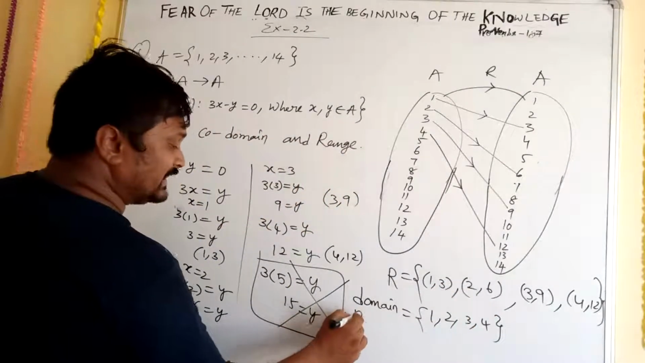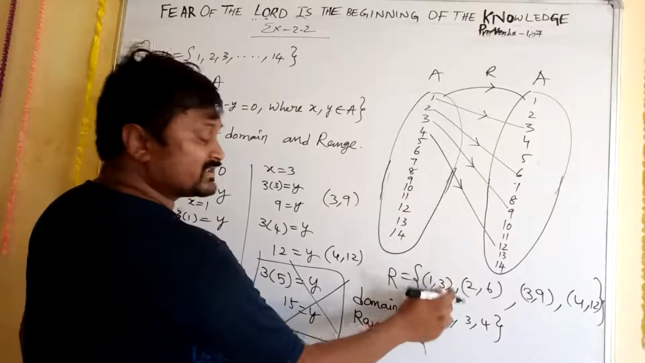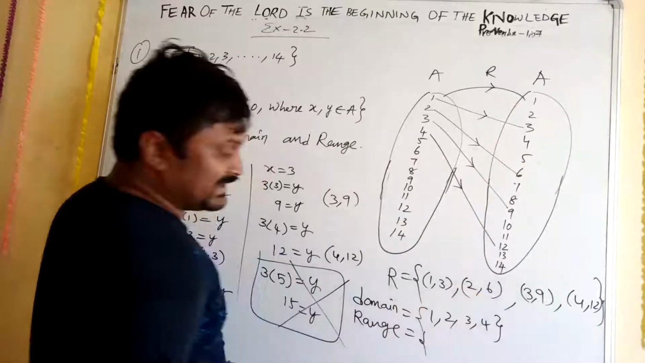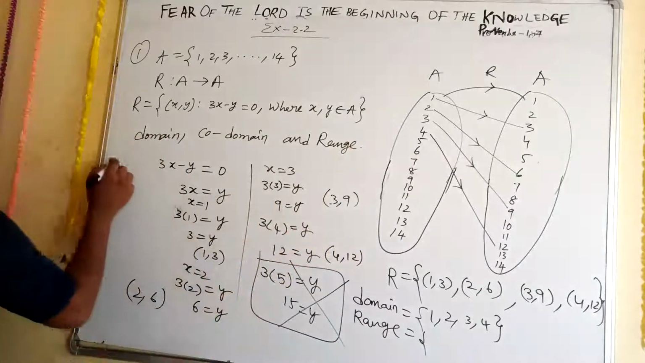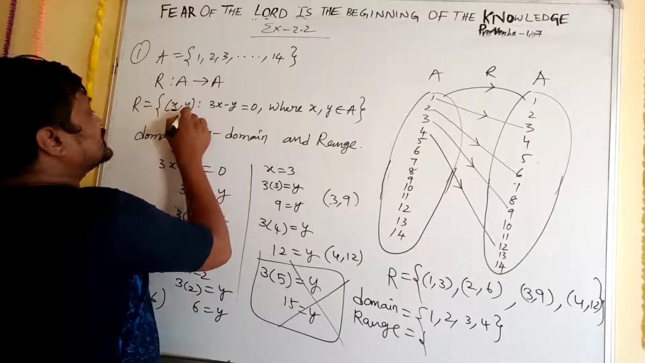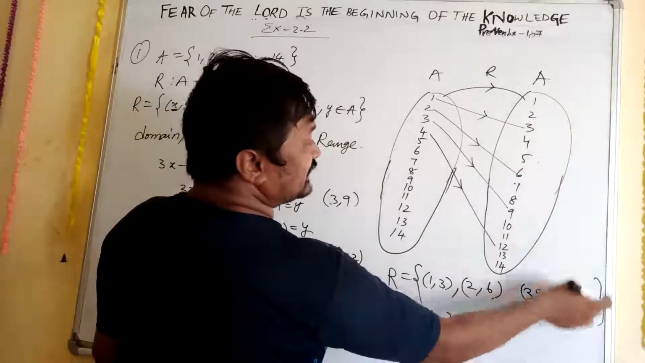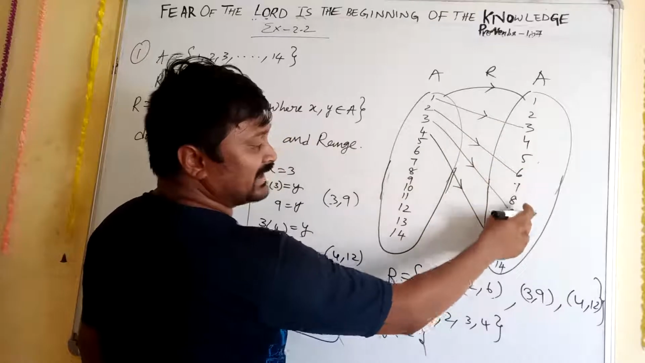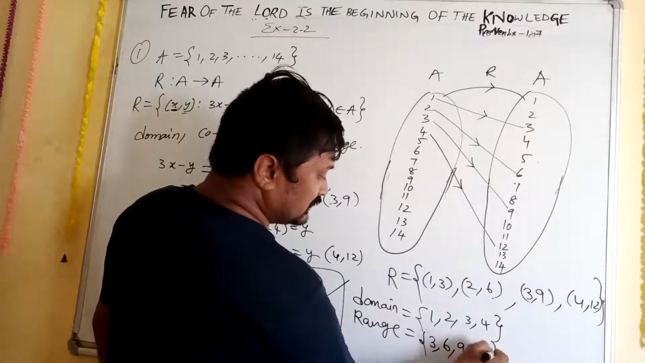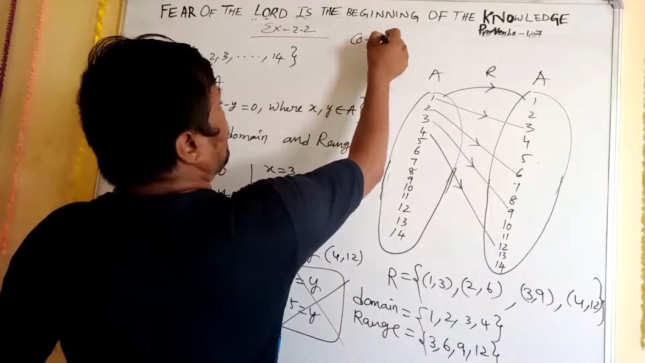Then what is your range? This one is having the relation. Simply what we need to do is, if I take this as (x, y), all x's we take as domain, all y's we take as range. So now what are they? 3, 6, 9, 12. Check here, 3, 6, 9, 12. So write 3, 6, 9, 12. That is your range.